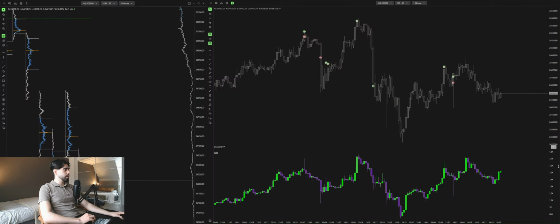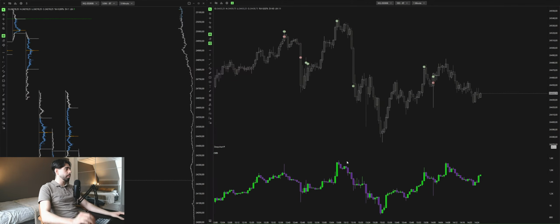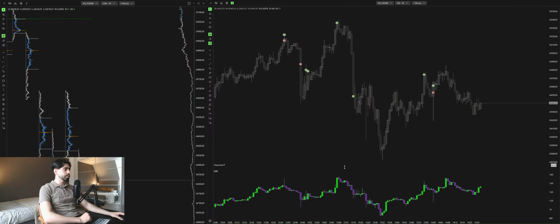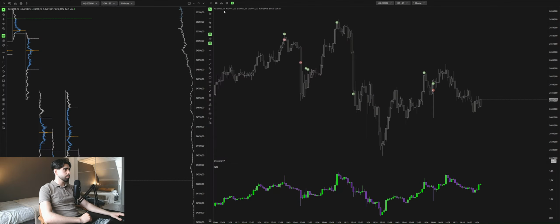Let me take away speed of tape. I'm gonna start using CVD quite a bit more. I did some back testing and yeah, it's really powerful.